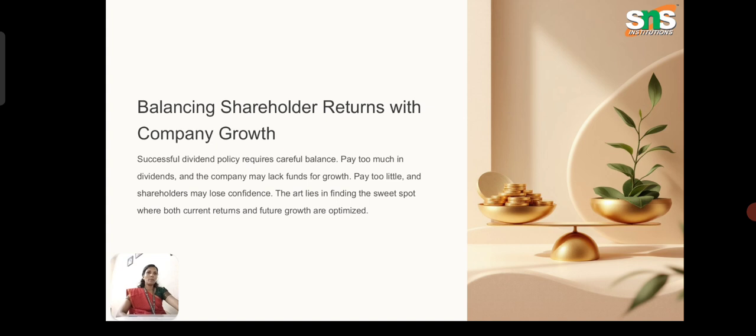Next one is balancing shareholders' return with the company's growth. Successful dividend policy requires careful balance. Pay too much in dividends and the company may lack funds for growth. Pay too little and the shareholders may lose confidence. The art lies in finding the sweet spot where both current return and future growth are optimized.